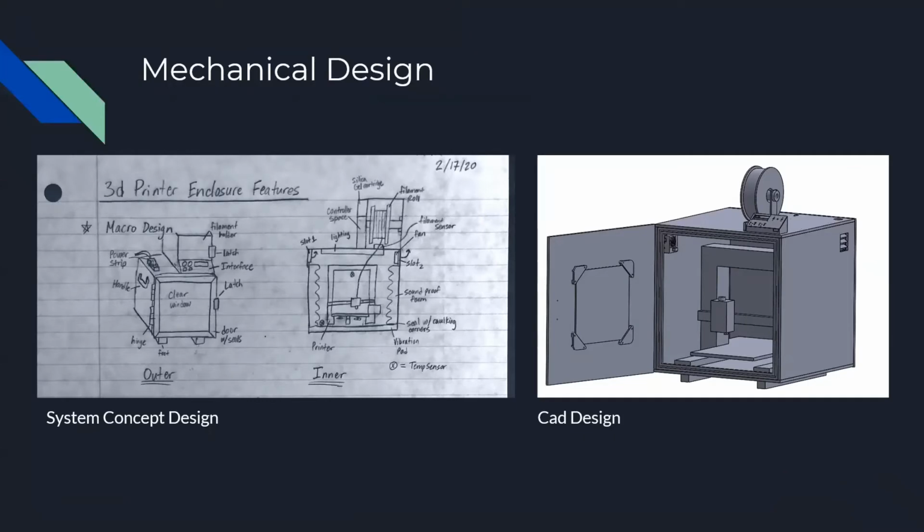Other features I did include are the clear window, hinges, the interface, the latching door, and the feet. And then on the right side, I have my CAD design, kind of a mock-up of what I wanted the enclosure to look like before I built it.